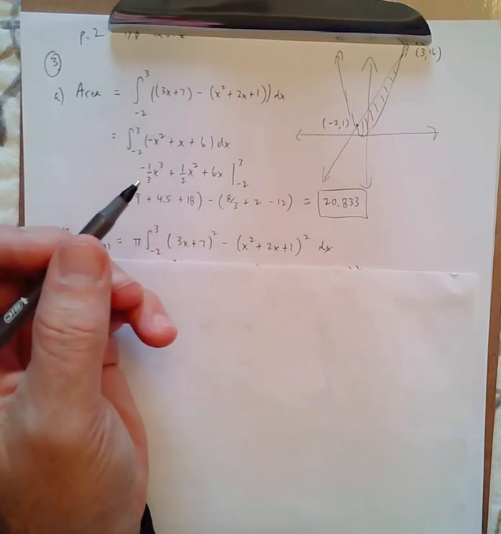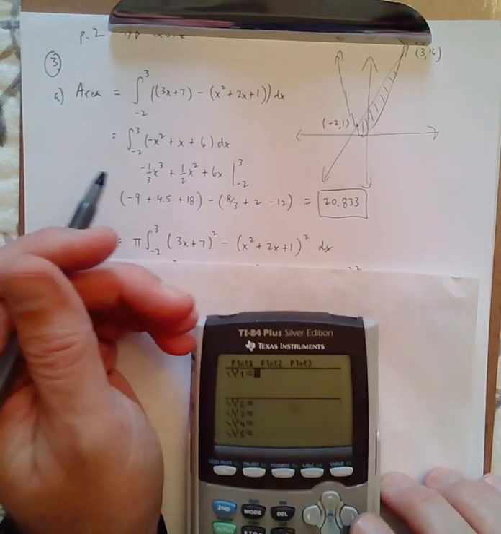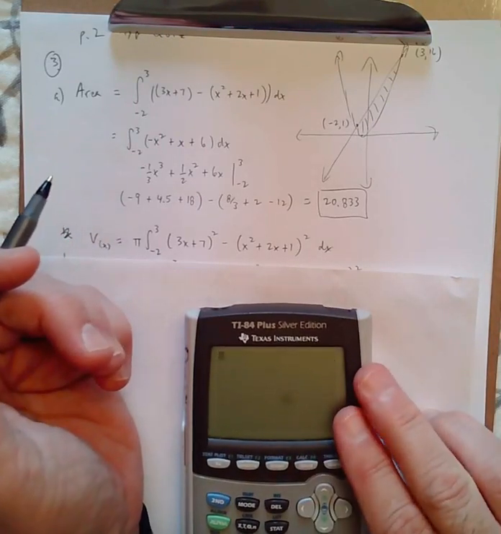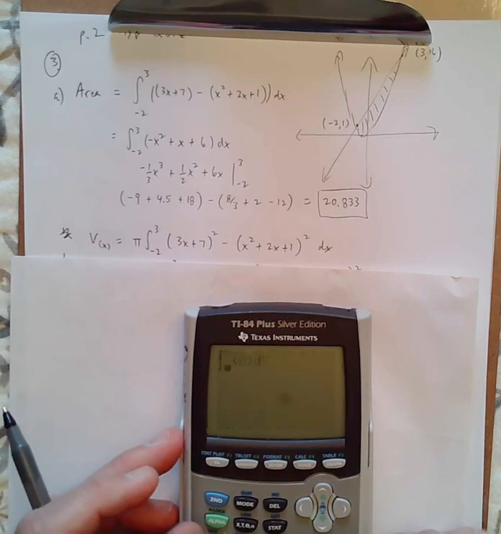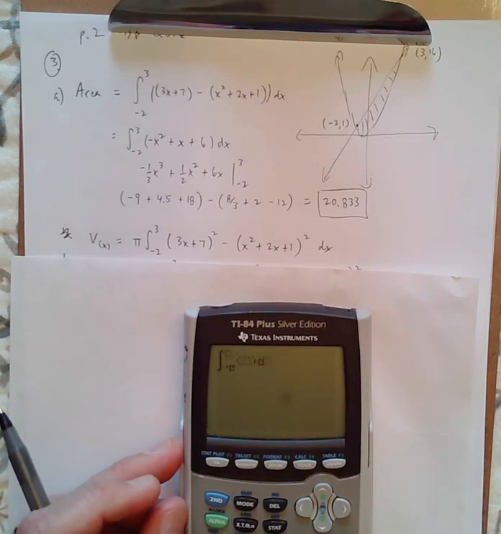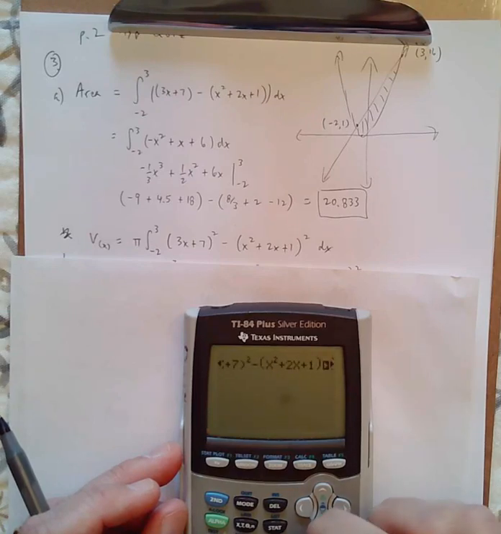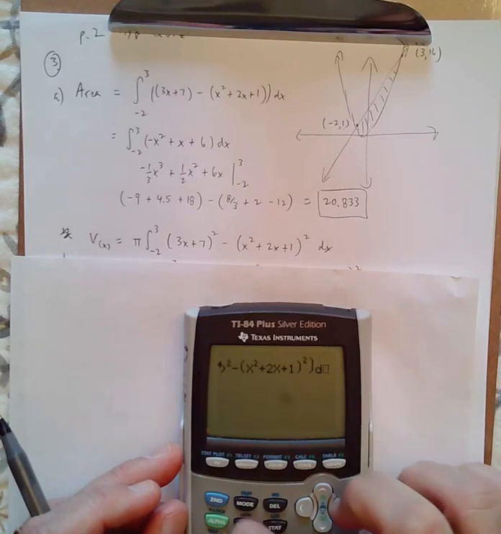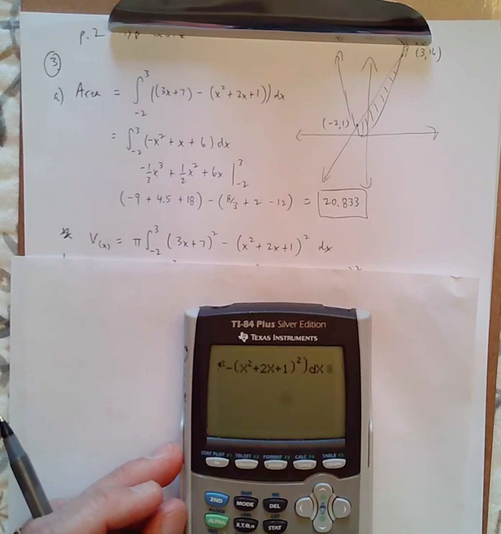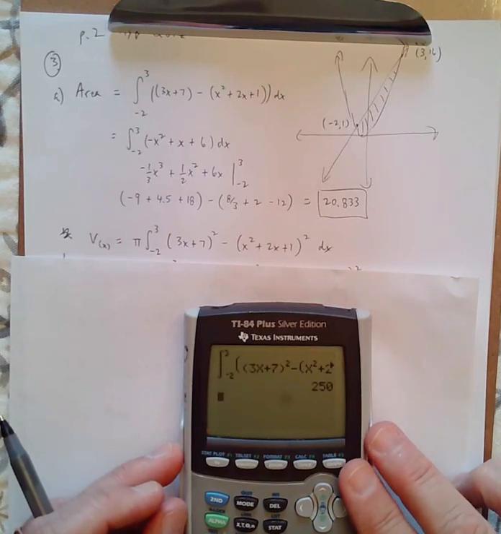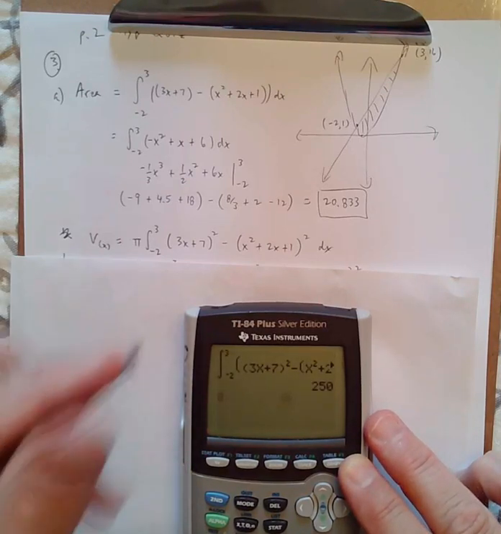I didn't ask for you to find it, but if you do type it in your calculator, that's a good skill to practice. Math 9, it should appear, -2 to 3. Put the first parenthesis in, 3x plus 7 squared minus parenthesis x squared plus 2x plus 1 squared dx. Type that out and you get 250, but then don't forget the pi.